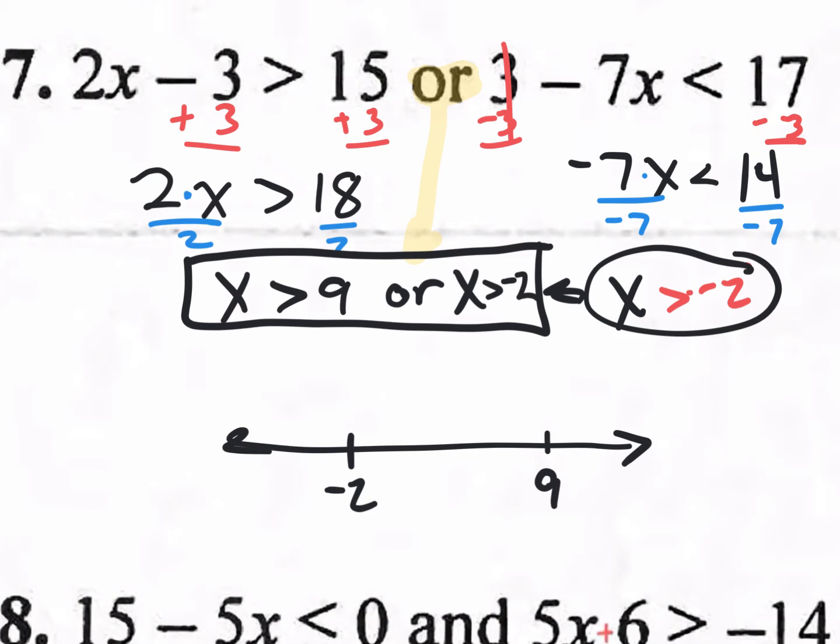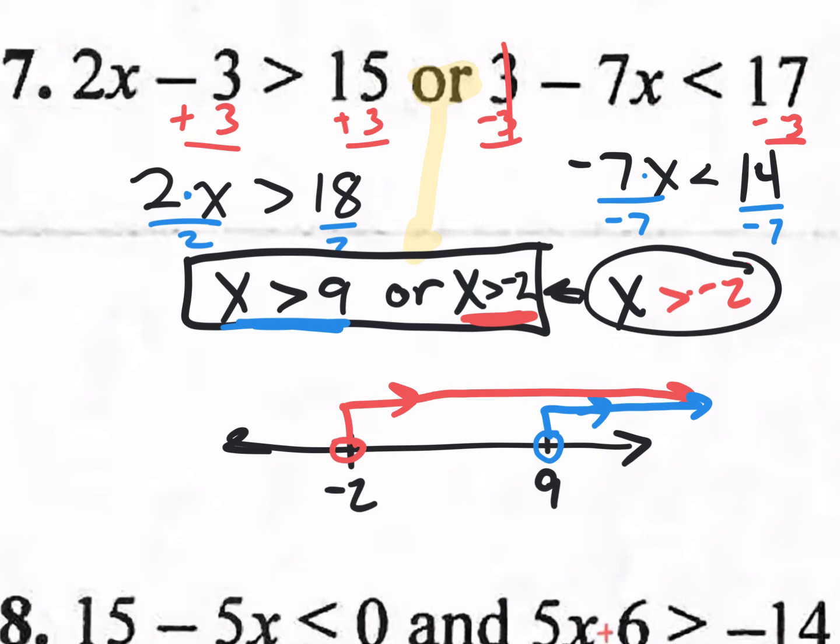So let's graph one of these at a time. This one is x is greater than 9, greater than's to the right. This one's x is greater than negative 2, greater than's also to the right. Now I'm going to extend them even further. The blue one goes that way even further also, forever. So again, the word or implies that it works for one or the other. It doesn't have to work for both.